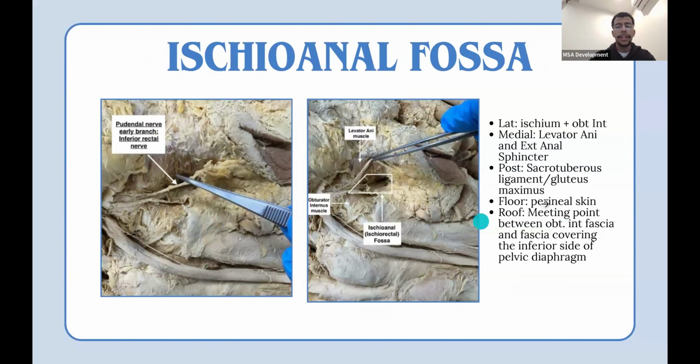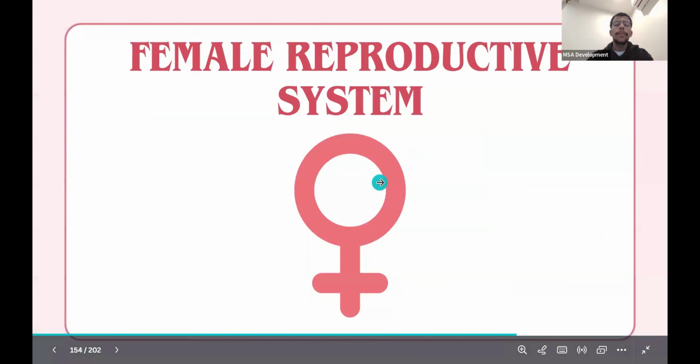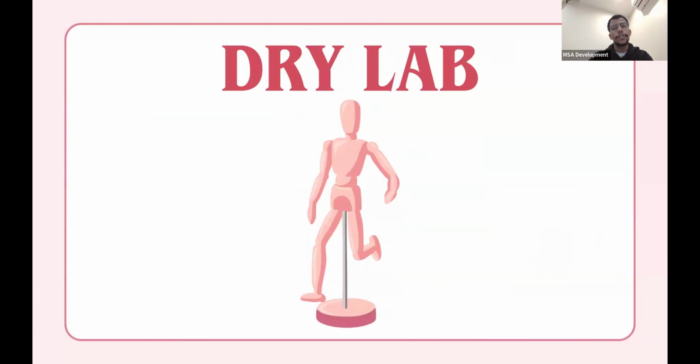All right. And I think that's it for the male reproductive system. By the way, the ischio-anal fossa and the last wet lab is for both. However, I just didn't know where to put it, so I just added it to the male section. Okay. Now for the female reproductive system, we're going to start off with dry lab.